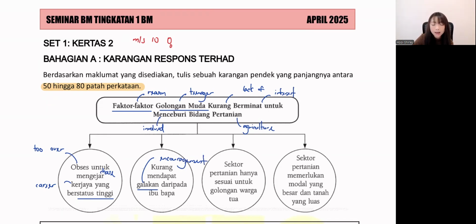Sektor pertanian hanya sesuai untuk golongan warga tua. Warga tua, it means the senior citizen. Sektor pertanian memerlukan modal yang besar dan tanah yang luas. So modal, it means that the money. It will need huge capital and also a very wide land. Very spacious land.